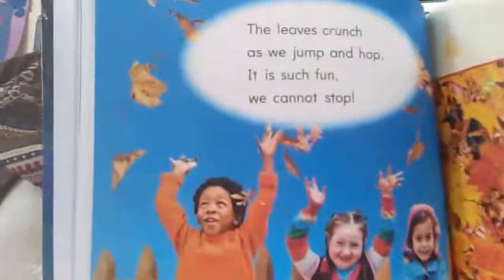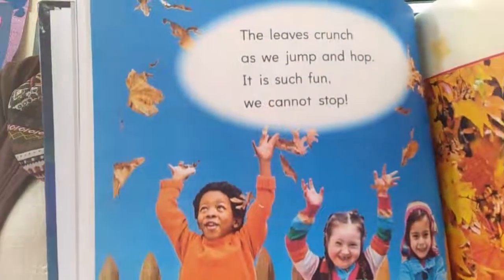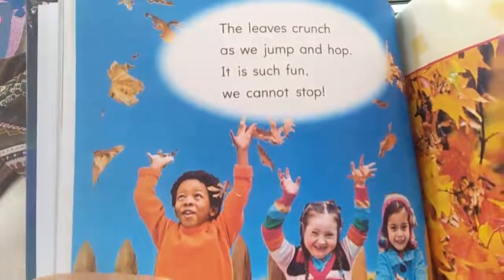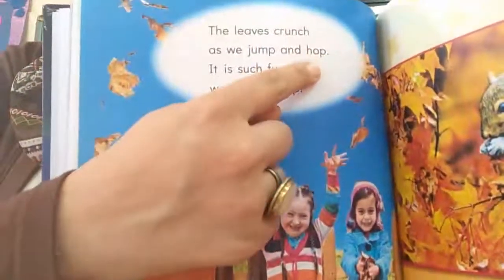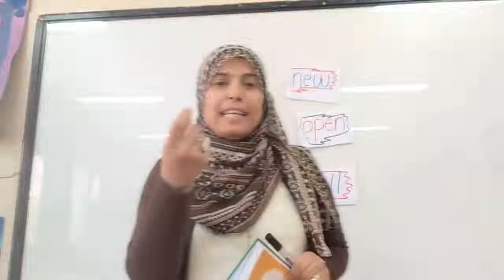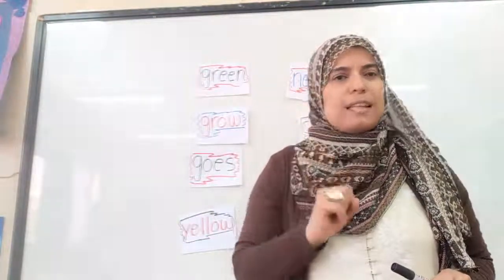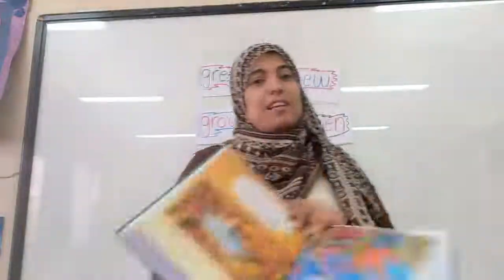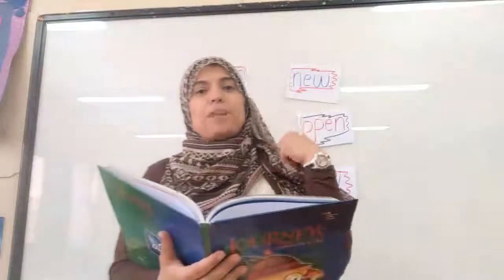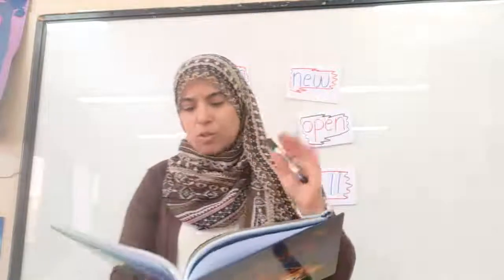The leaves crunch as we jump and hop. It's such fun, we cannot stop. I have two rhyming words, hop and stop. So those children, they like to hop on the leaves, on the dry leaves. Why? Because the dry leaves make this sound. It's something crunchy, like when you eat something crispy and you hear this sound. So they like to do this. They cannot stop. What about the animals? Look at this squirrel.